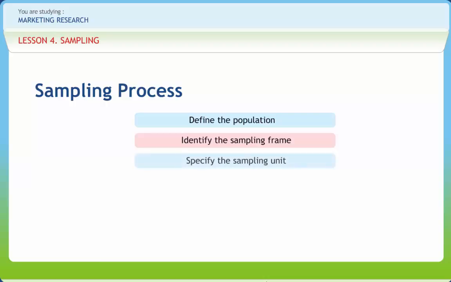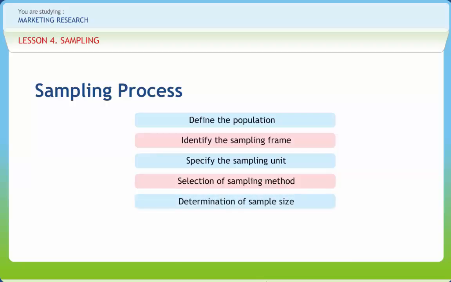Next, specify the sampling unit. Individuals who are to be contacted are the sampling units. If retailers are to be contacted in a locality, they are the sampling units. Next, selection of sampling method. Probability or non-probability method is used. Next, determine the sample size. This means we need to decide how many elements of the target population are to be chosen.